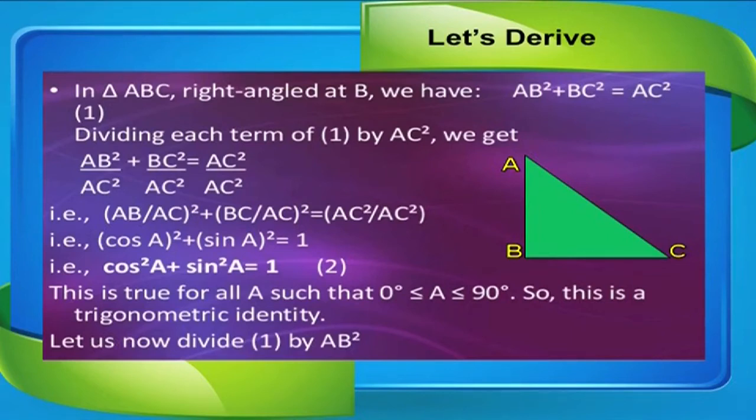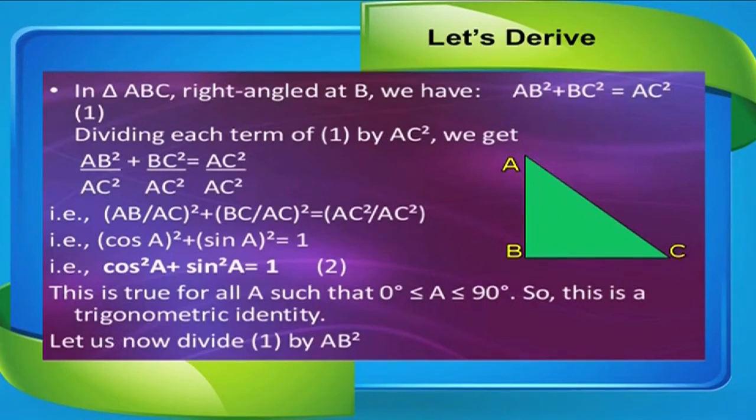Remember, this is true for all A such that 0 degree is less than or equal to A is less than or equal to 90 degree. That means the value varies between 0 and 90 degree, both inclusive.